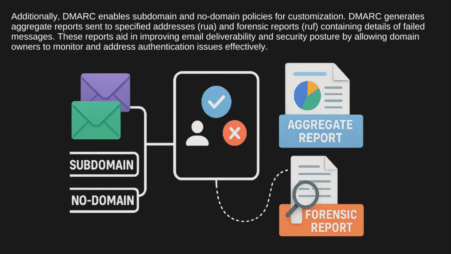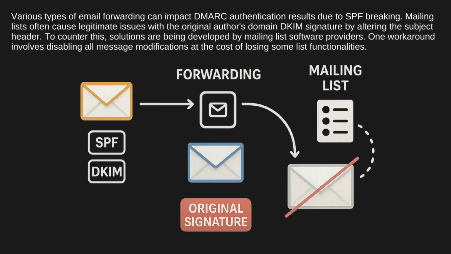DMARC generates aggregate reports sent to specified addresses, RUA, and forensic reports, RUF, containing details of failed messages. These reports aid in improving email deliverability and security posture by allowing domain owners to monitor and address authentication issues effectively. Various types of email forwarding can impact DMARC authentication results due to SPF breaking.